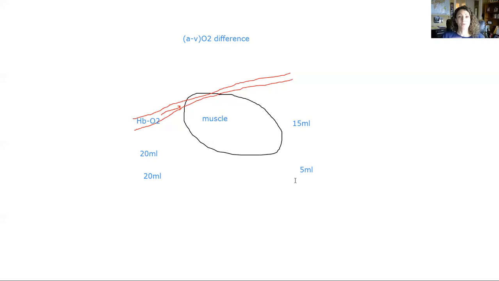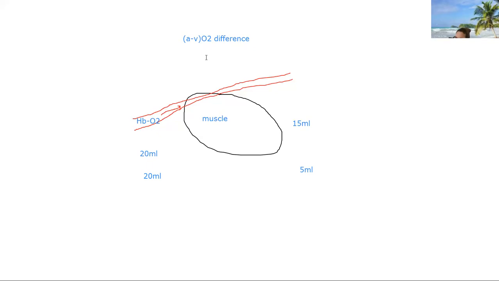So as you increase exercise intensity, the muscle consumes more oxygen, and AVO2 difference increases. The difference between the oxygen content in the arteries and the veins will increase as the muscle consumes more oxygen. This is a very, very, very important concept. After the midterm, we will talk about AVO2 difference a lot. When we talk about training adaptations, we'll talk about AVO2 difference a lot. So make sure you have a good understanding of this.